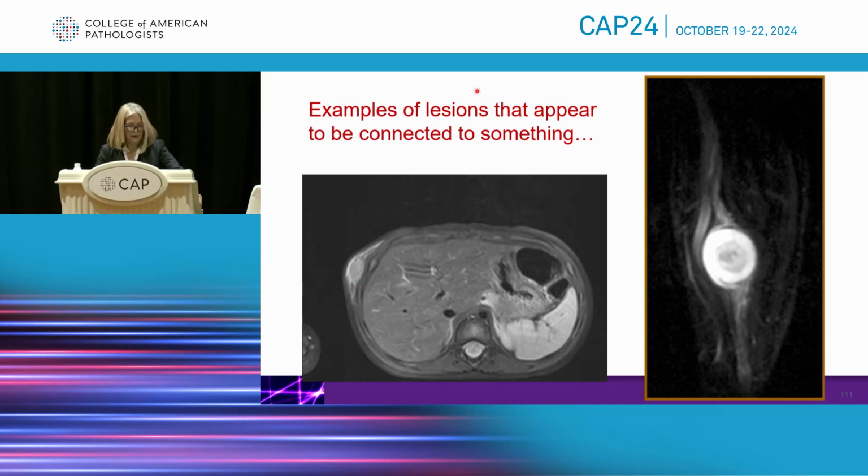And here are a couple of examples of lesions that appear to be connected to something. So in this example, you have this nodular proliferation attached to the fascia. So this is a nodular fasciitis, and you see that, and that's a really good indicator. So this lesion, very bright, is attached at either end to a tail, and that tail is a nerve. So this is a schwannoma, a benign peripheral nerve sheath tumor.